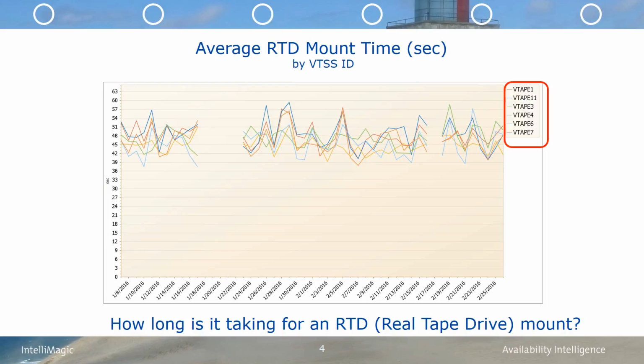Again, we see here, in general, about a 45 to 54 second mount time for whenever there's RTDs being mounted, and although some variation with time, pretty much nothing way out of range there. Okay, so again, that's the perspective we can get, some of the perspectives we can get from trending.